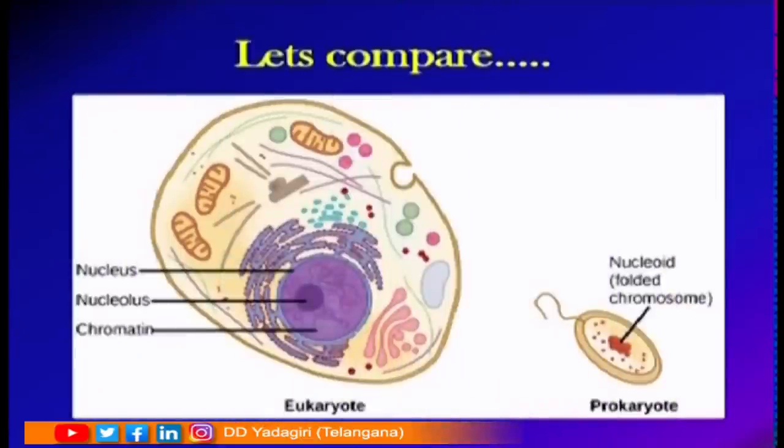Let us compare these two cells. By the presence of a nucleus, we can classify cells into two types. Cells are of two types, the eukaryotic cell and the prokaryotic cell. If a nucleus is present, we call it a eukaryotic cell. For example, almost all animal cells are eukaryotic cells. Even in the plant cell, we see a nucleus. So, plant cells and animal cells are eukaryotic cells.